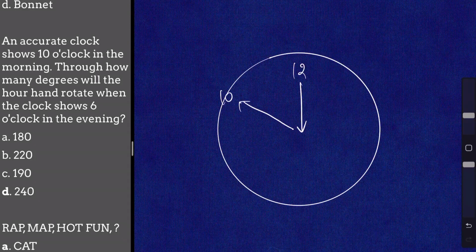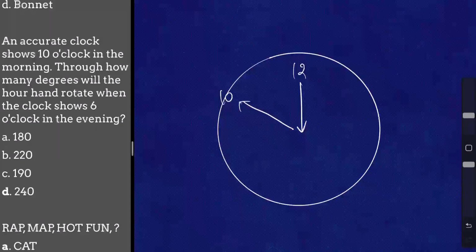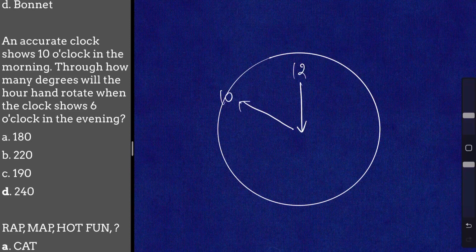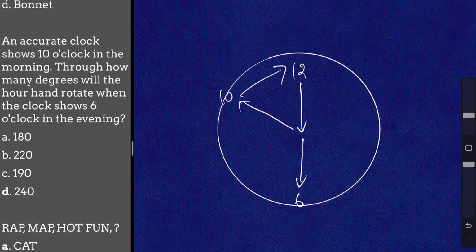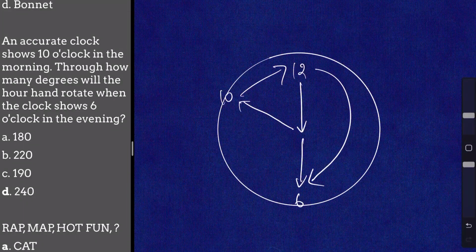Let's say this is 10. Now, through how many degrees will the hour hand rotate when the clock shows 6 o'clock in the evening? Okay, this would be 6 o'clock. Now, the hour hand has to rotate 2 hours from 10 to 12, then 6 hours from 12 to 6. That means 2 plus 6, which would be 8 hours.